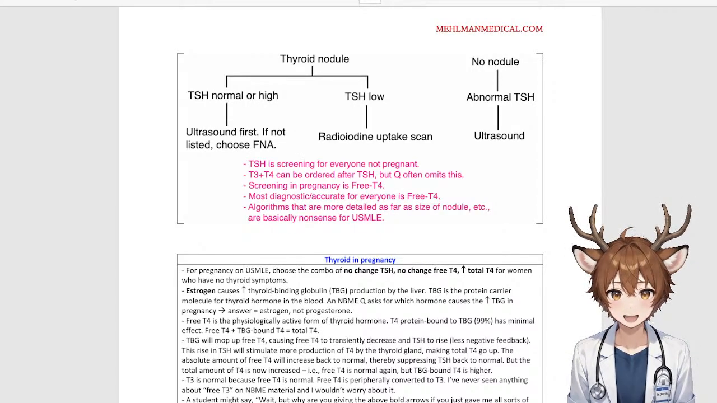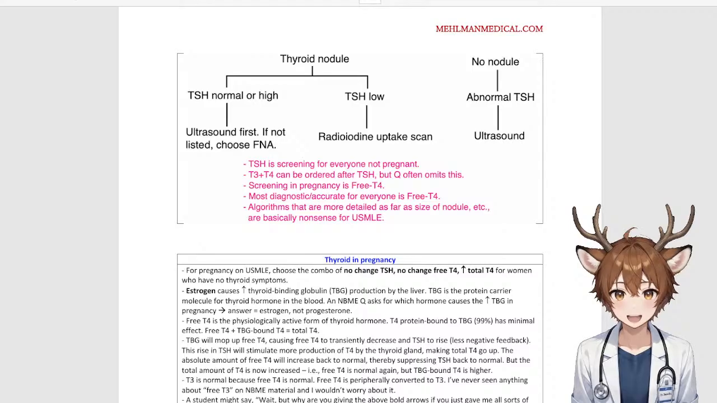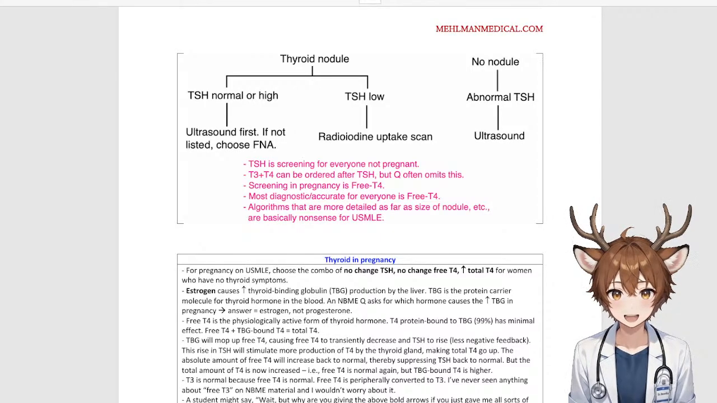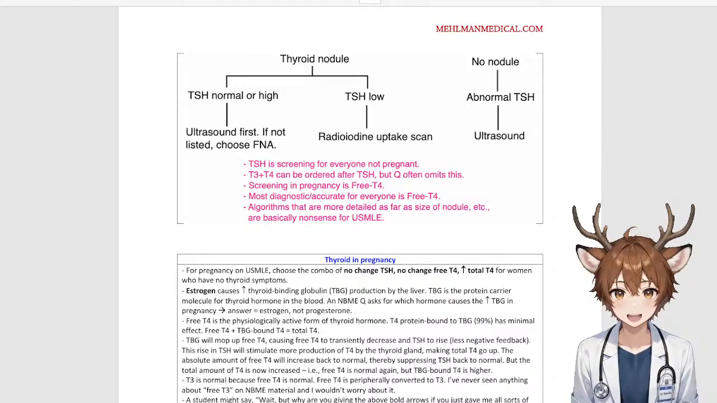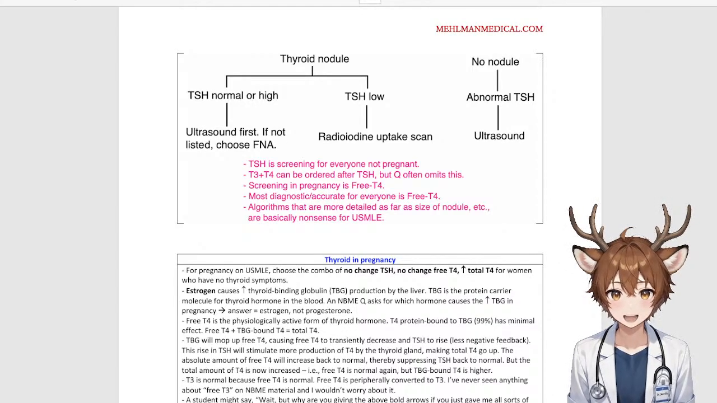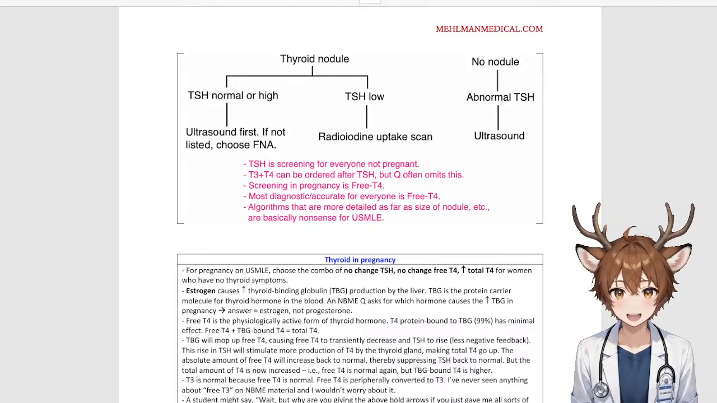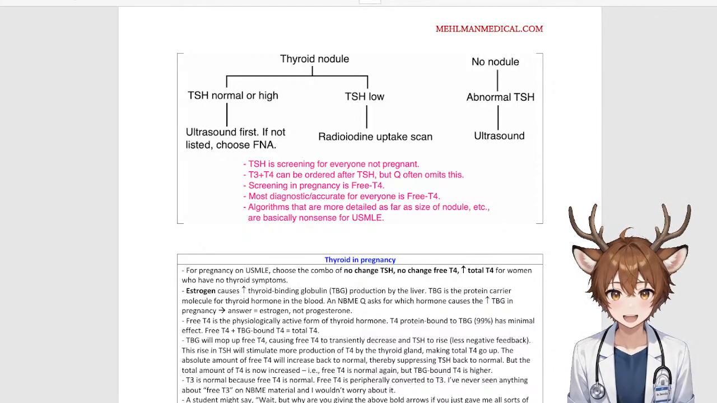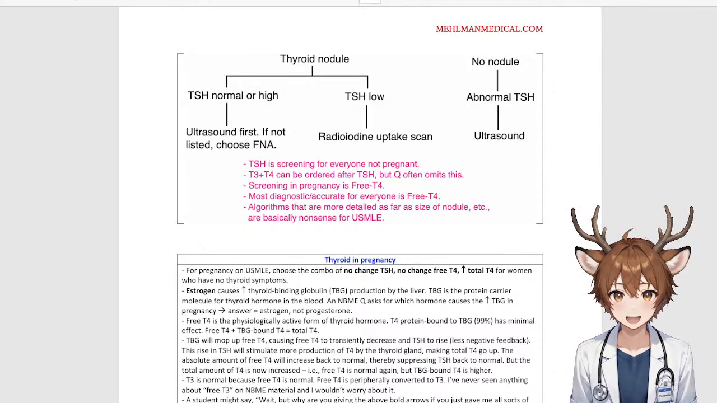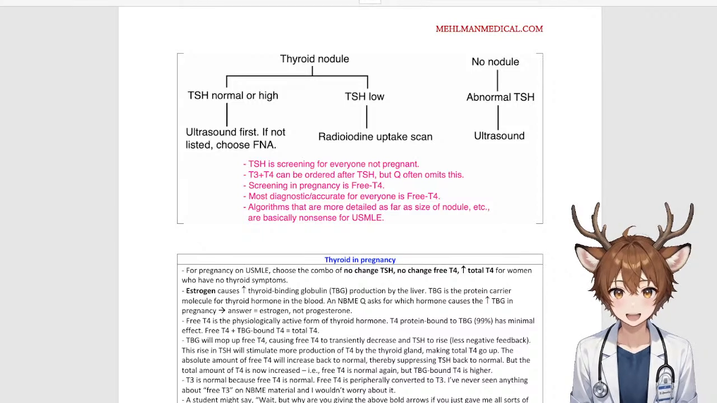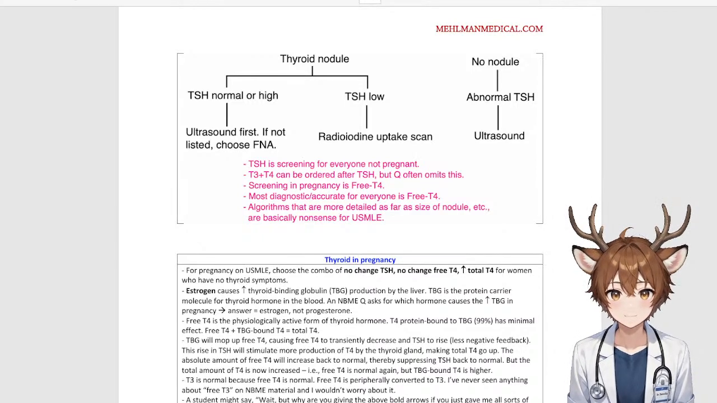Okay? So TSH is screening for everything not pregnant. T3 and T4 can be ordered after the TSH, but questions often omit this. Screening in pregnancy is free T4. Most diagnostic and accurate for everyone is free T4. Algorithms that are more detailed as far as size of nodule, etc., are basically nonsense for USMLE.